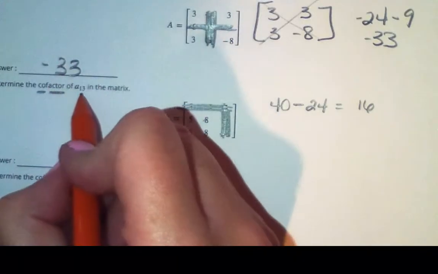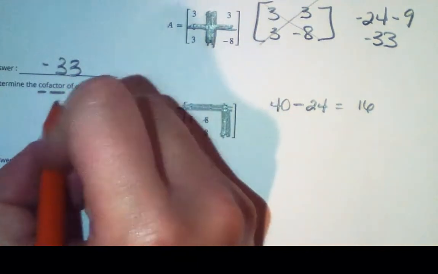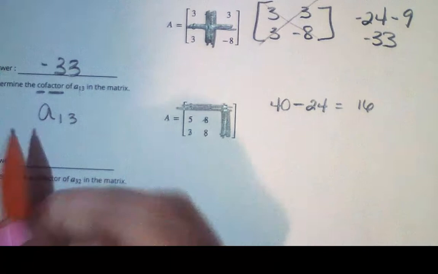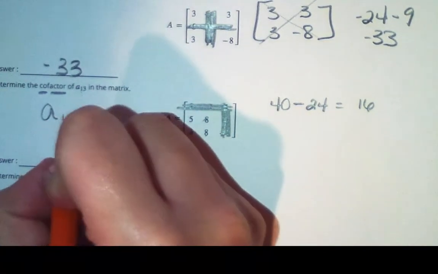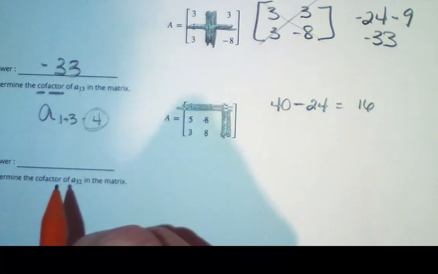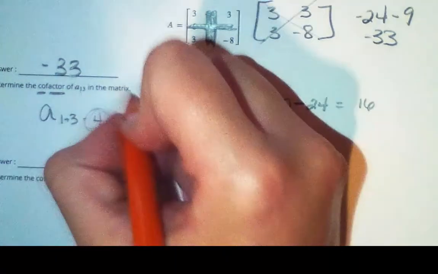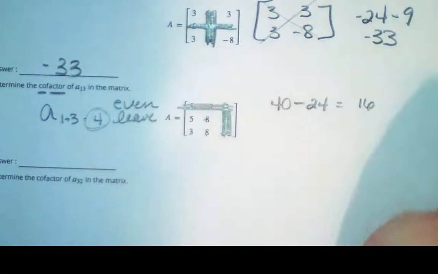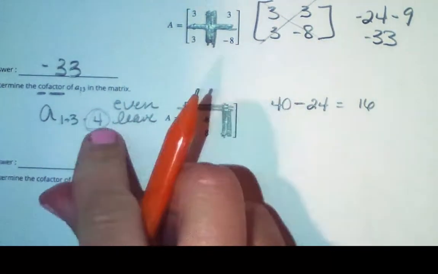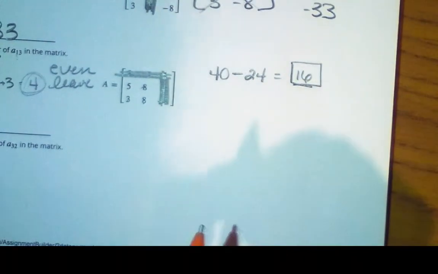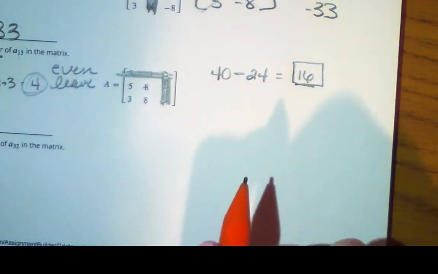So here's how you figure it out. Look at your A13. I found the minor of A13. Add these two together, and you get a 4. If it's even, you leave it. If it's odd, you change. Well, 4 is even, so I leave the sign alone. My answer is 16. Okay?